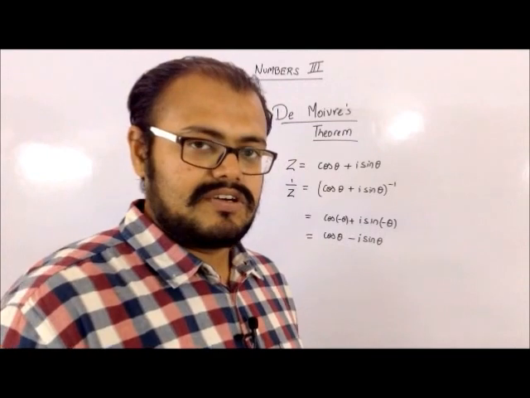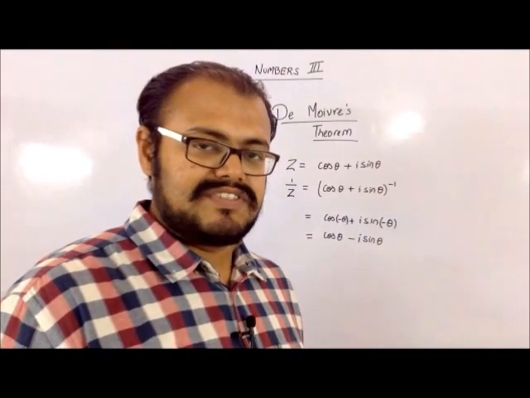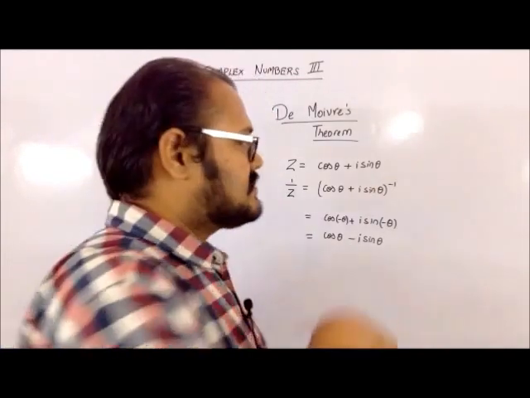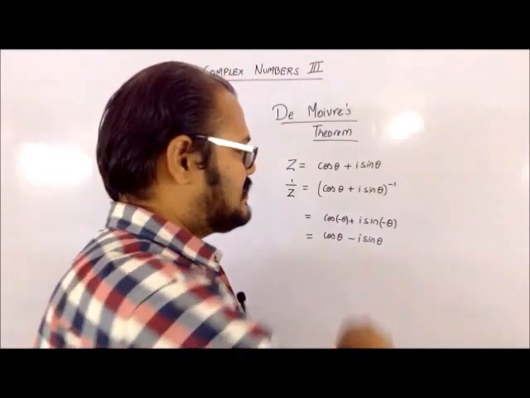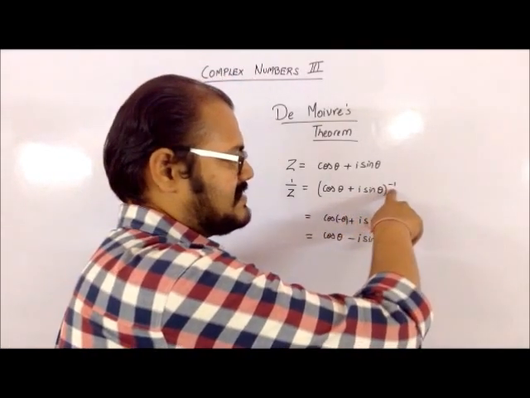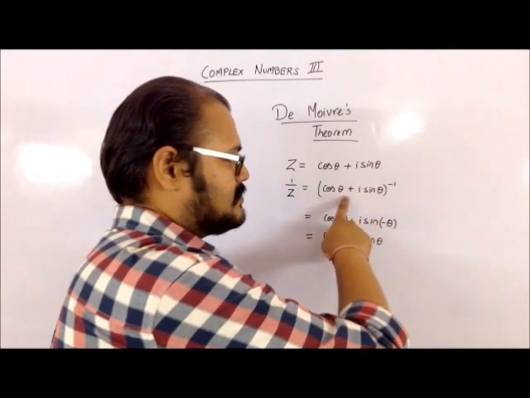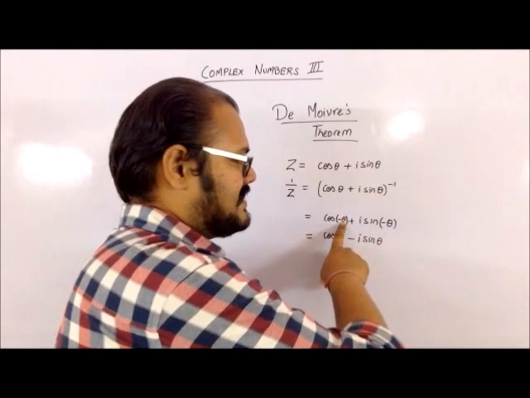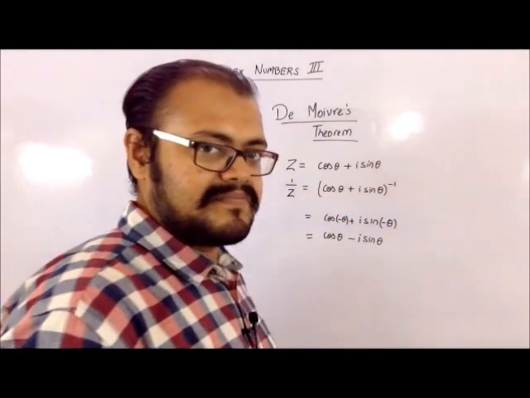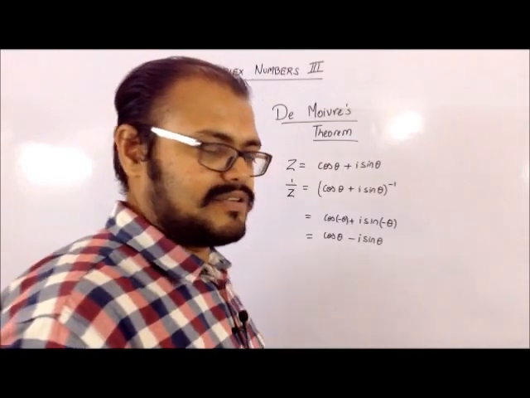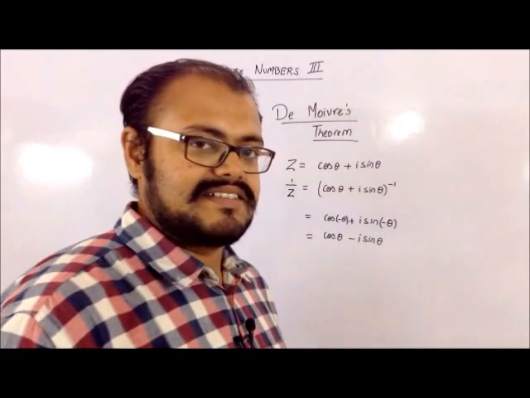Now there are some corollaries which you have to understand of De Moivre's theorem. The first states that if my z is cos theta plus i sin theta, then 1 by z will be written as (cos theta plus i sin theta) raised to minus 1. If I apply De Moivre's theorem, this minus 1 goes inside and multiplies itself with theta. So I have cos of minus theta and sin of minus theta. I know what cos of minus theta is, that is cos theta, and sin of minus theta will give me minus sin theta.